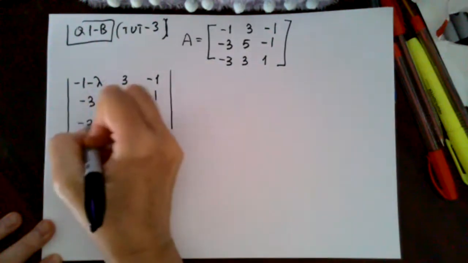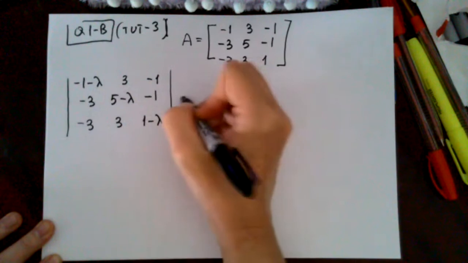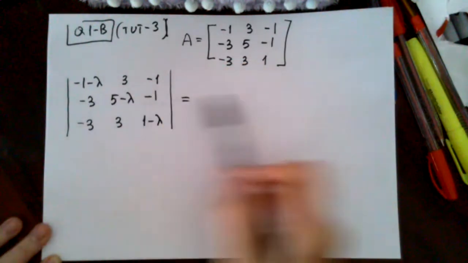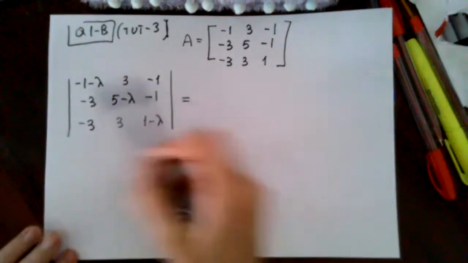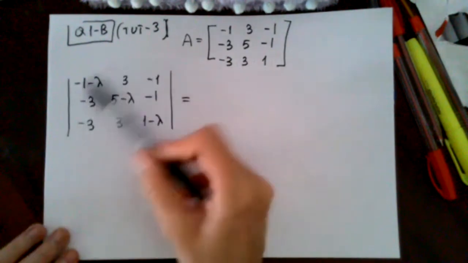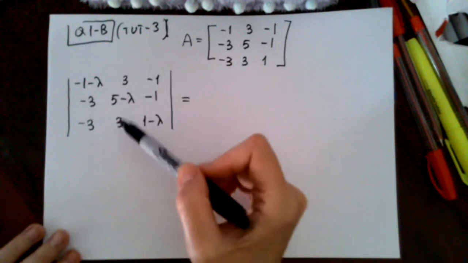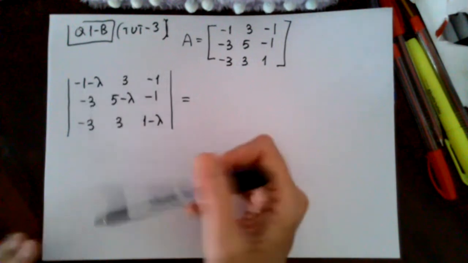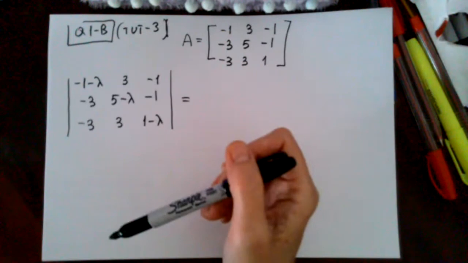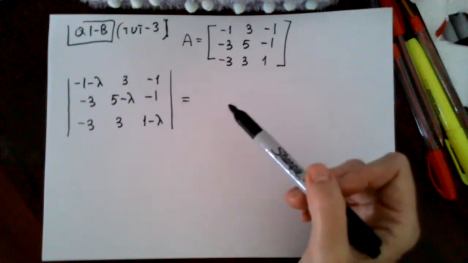And the last row will look like -3, 3, and 1 minus lambda. And all of this should be equal to 0. But I'm going to do calculations, not to waste the space. Okay, so what is the best approach when you're calculating such big 3 by 3 determinants? The best approach is to find the row or the column which contains at least one zero. In this case, you will have to deal with fewer terms in your expansion of a determinant.